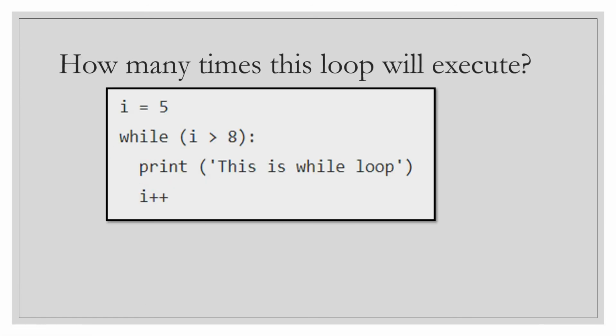Now how many times will this loop execute? The answer to this question is 0, because of the initialization of i, that is i is equal to 5. i is initialized to 5, but this condition is not satisfied. Here it is written i is greater than 8, but i is equal to 5. So i is not greater than 8, it is less than 8. So this portion of the loop will never execute. So the answer to this question is 0.